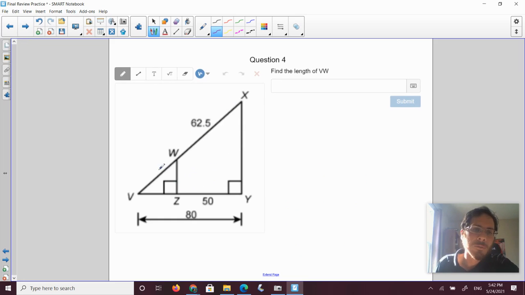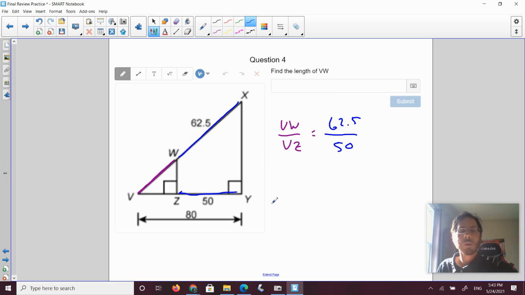Question 4, find the length of VW. So VW is right here. So we know that since we do have similar triangles, again by AA similarity, angle V is shared and these two right angles are shared. VW over VZ is going to be equal to 62.5 over 50, because they're in the same spots. So we have one of our segment rules that lets us do this.